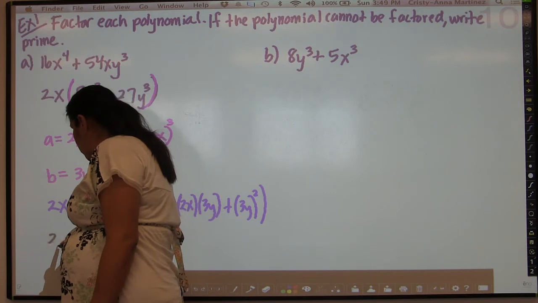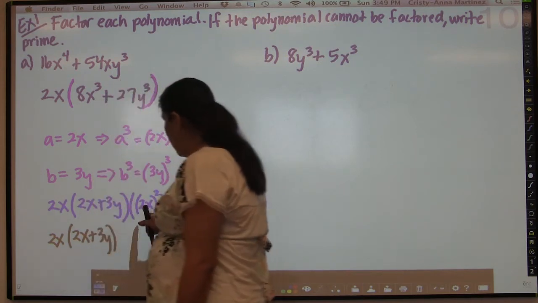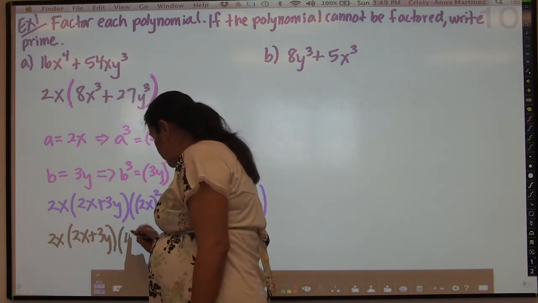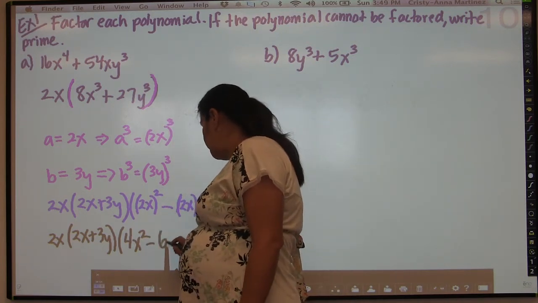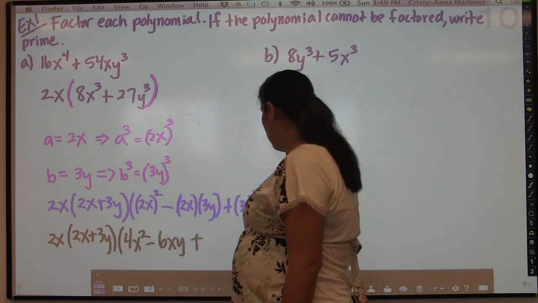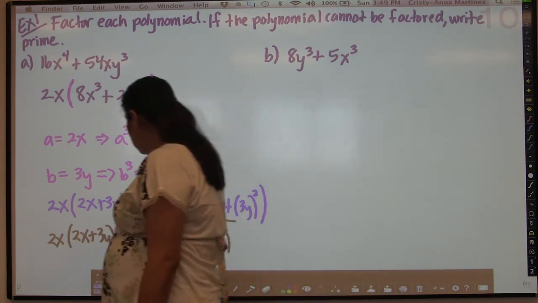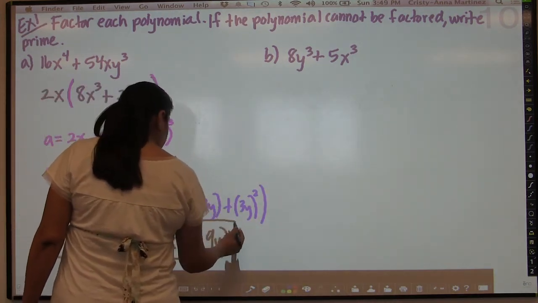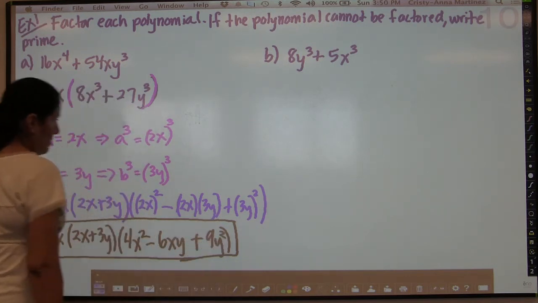Okay, now all I have to do is simplify my results. So again, I'm going to bring down my 2x from before. Here's my a plus b. And when I square the 2, it becomes 4x squared. I'm going to multiply 2 times 3 is 6. I'm going to get 6xy. And then I'm going to square the 3 and the y. So 3 squared is 9 and y. And this is my factored form for part A. I get 2x times 2x plus 3y times 4x squared minus 6xy plus 9y squared. Sorry, there's my 9y squared.